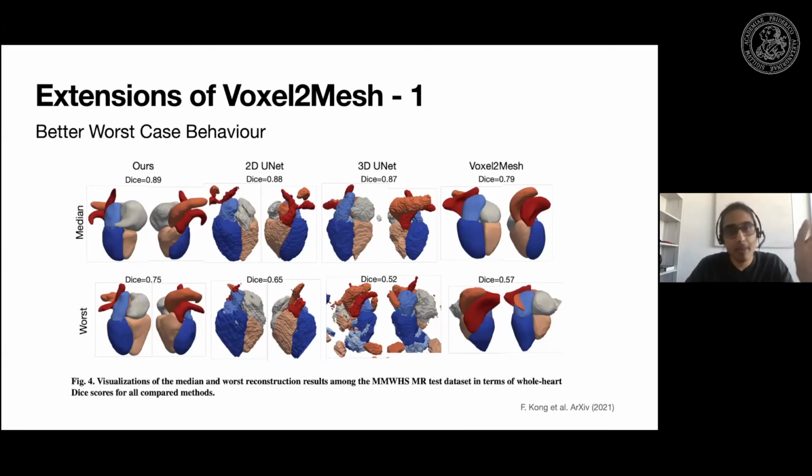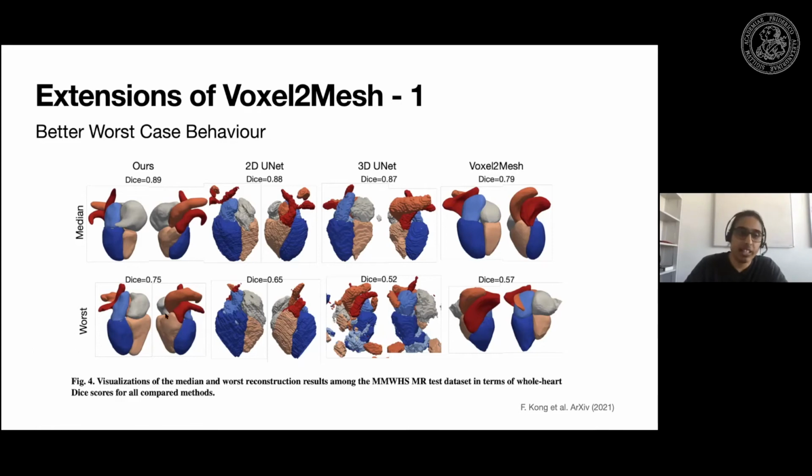This is something very important, that in medical imaging, we want to quantify how our systems would behave. So in that aspect, one thing we need to address is, when things go bad, how bad does it go? One thing with UNet is that when things go bad, it goes catastrophically bad. So this is a classic example of this. We have a 3D UNet, and in the worst case, you have this hard segmentation.